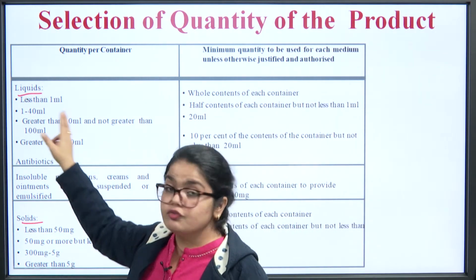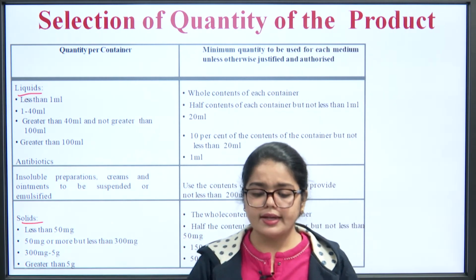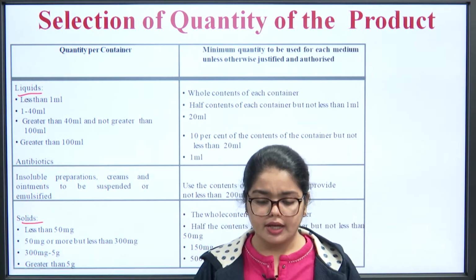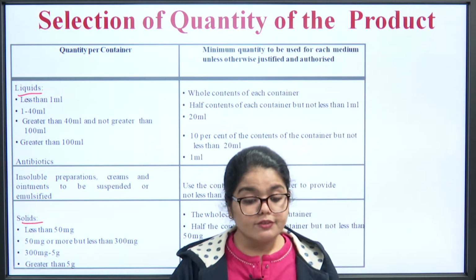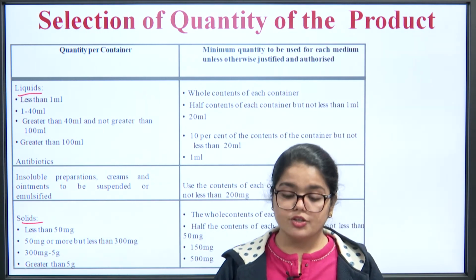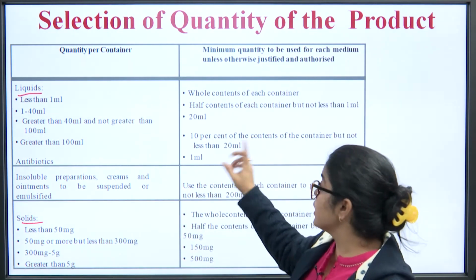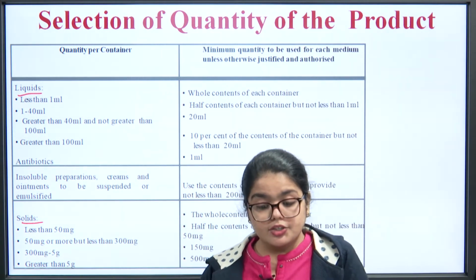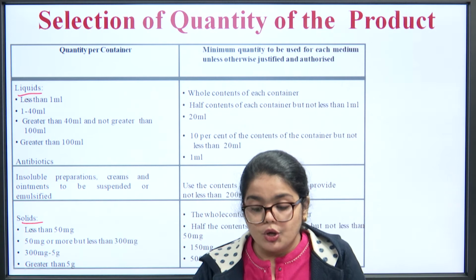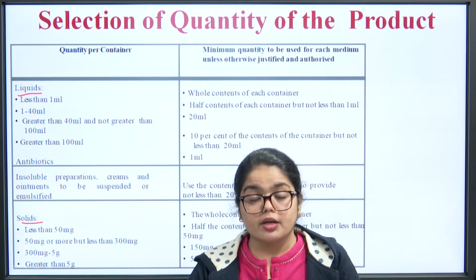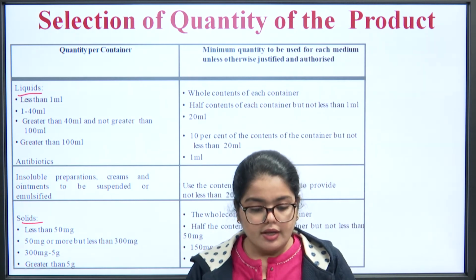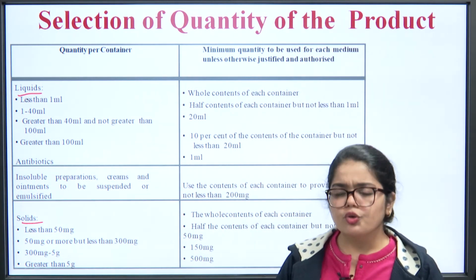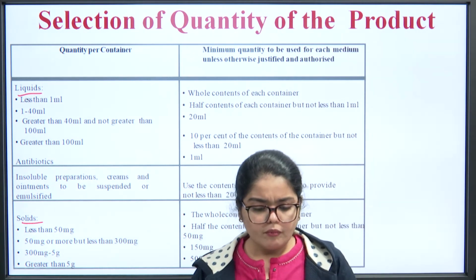If it is 1 to 40 ml, then half the content of each container would be taken, but not less than 1 ml. If it is greater than 40 ml but not more than 100 ml, then it would be 20 ml. If it is greater than 100 ml, then 10% of the content of the container, but not less than 20 ml. 10% of the container would be taken, but it should not be less than 20 ml. Then come antibiotics, usually 1 ml is taken.